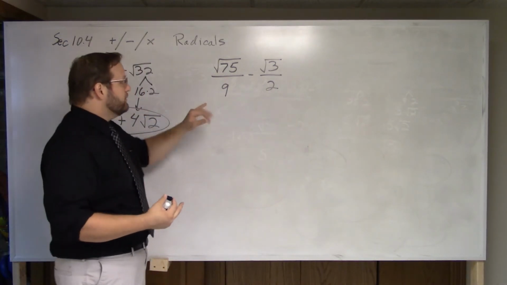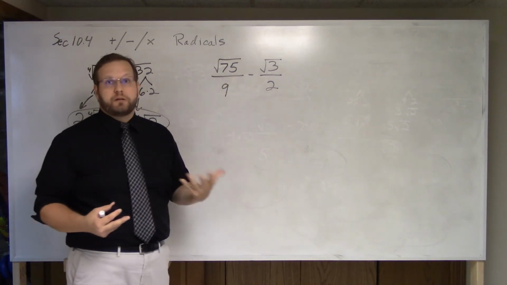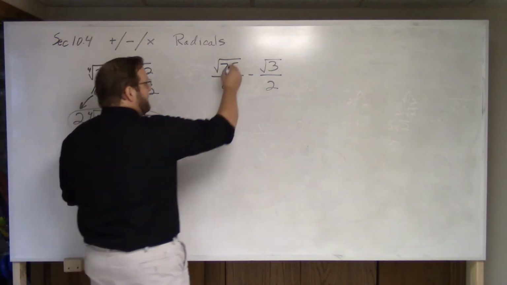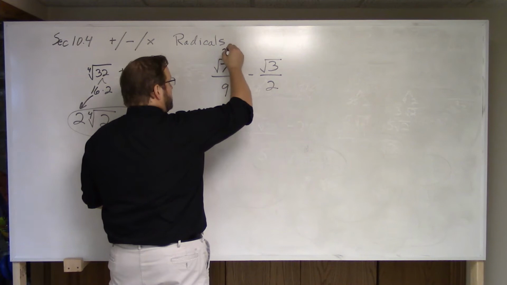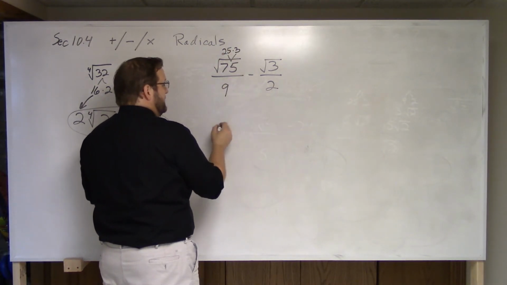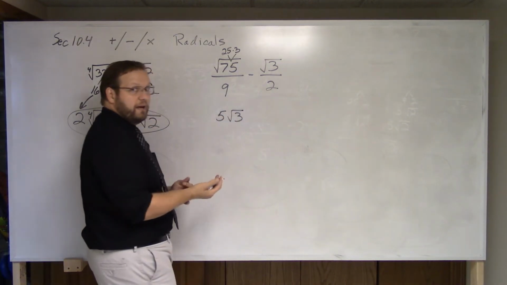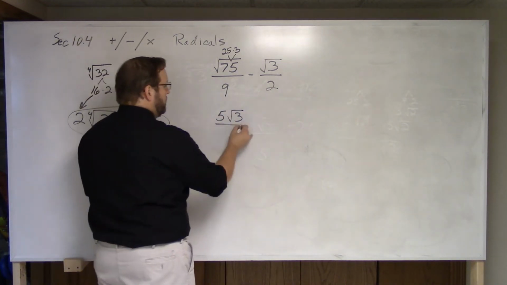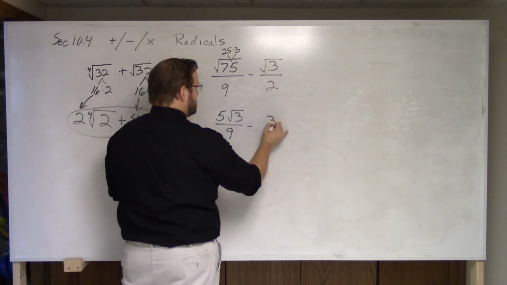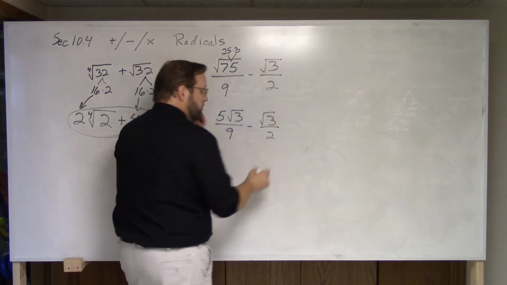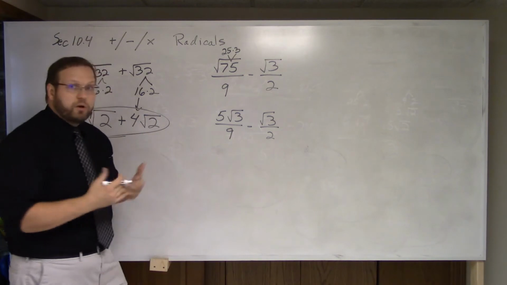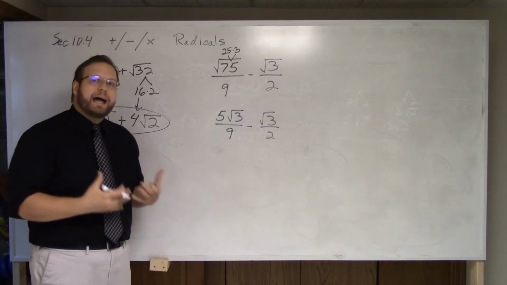So first thing I would do is always simplify those radicals if you can. 75, I'm going to think of as a perfect square of 25 times 3. That's going to give me a 5 times the square root of 3, because square root of 25 comes out as a 5. Over 9 minus square root of 3 over 2. So what's nice there is we see the square roots of 3 match, but those denominators need to match too.